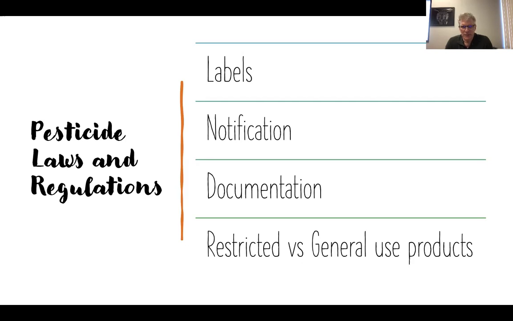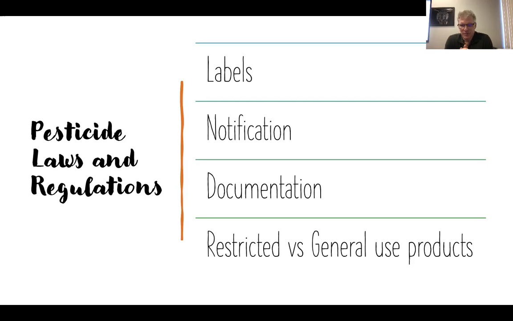And then lastly, one of the other things that's very important is restricted versus general use products. Some products, because of their ability to cause harm to certain animals or insects that may not be necessarily the target species, are restricted because of whatever reason it might be. So we want to make sure that if it is a restricted use product, that we're keeping the correct documentation that then we can provide the state later.